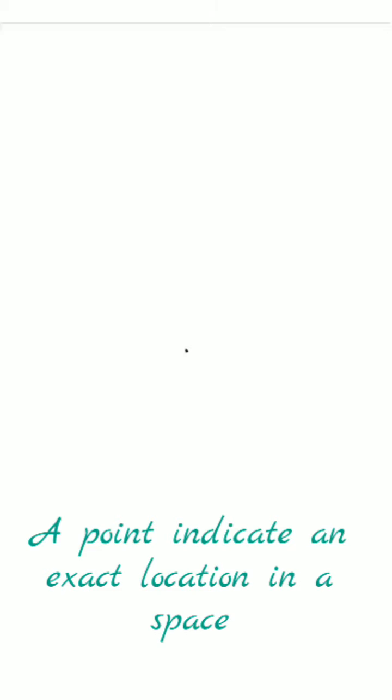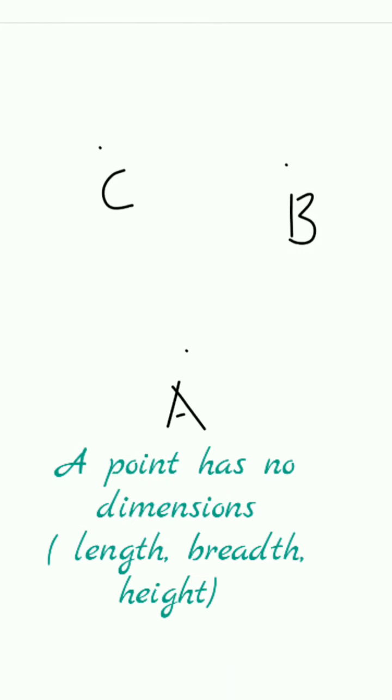We usually use capital letters of the English alphabet to represent points, like point A, point B, point C, etc. And a point is the simplest of all the geometrical figures, having a position but no dimensions. Here, if you look at all these points, you can see that a point doesn't have length, breadth and height.